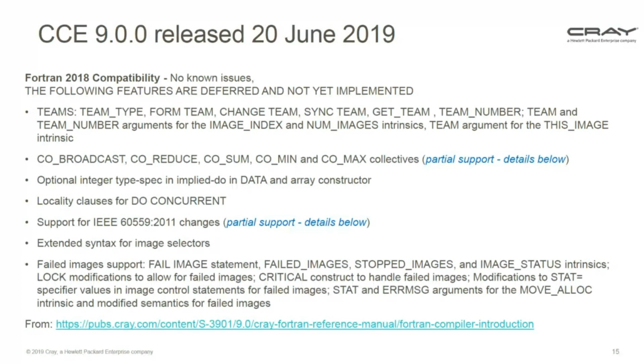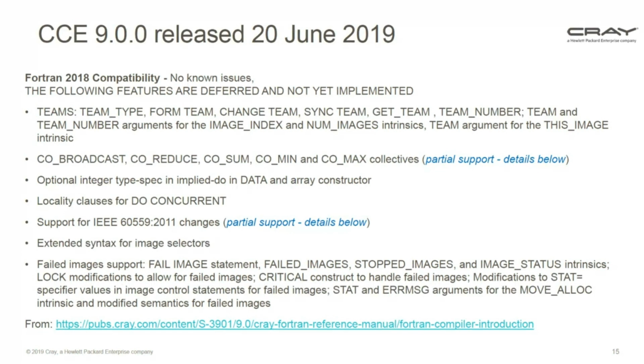The things that are not there are support for teams. This is where you have a group of images in a co-array application. So it's a bit like communicators in MPI. So that's not there. There are some issues with the intrinsics, which actually has improved, and I've got a slide on some of these things. There are some subtle things to do with allowing you to declare types in certain contexts, and one of those is, for example, in data declarations. So these are smallish things.